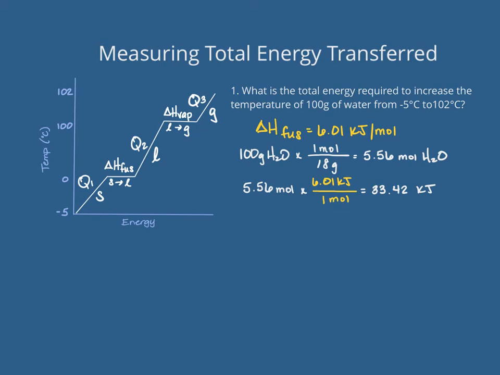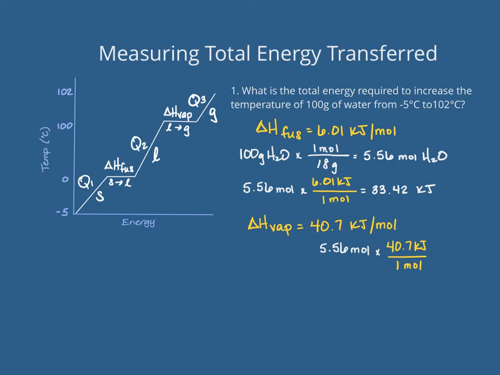Now I can do the same thing with my delta H vap. So my delta H vap for water is 40.7 kilojoules per mole. So it takes 40.7 kilojoules to vaporize 1 mole of water, or to take 1 mole of water from a liquid to a gas. So first I need to convert my grams to my moles, which I've already done in the first step. So I'm just going to take my 5.56 moles that I've already calculated and use my delta H vap conversion factor to convert that into number of kilojoules.